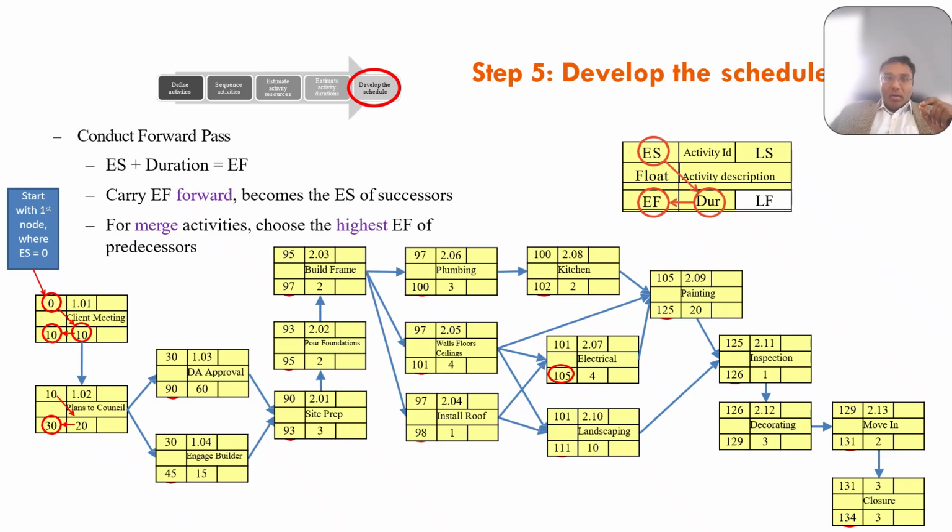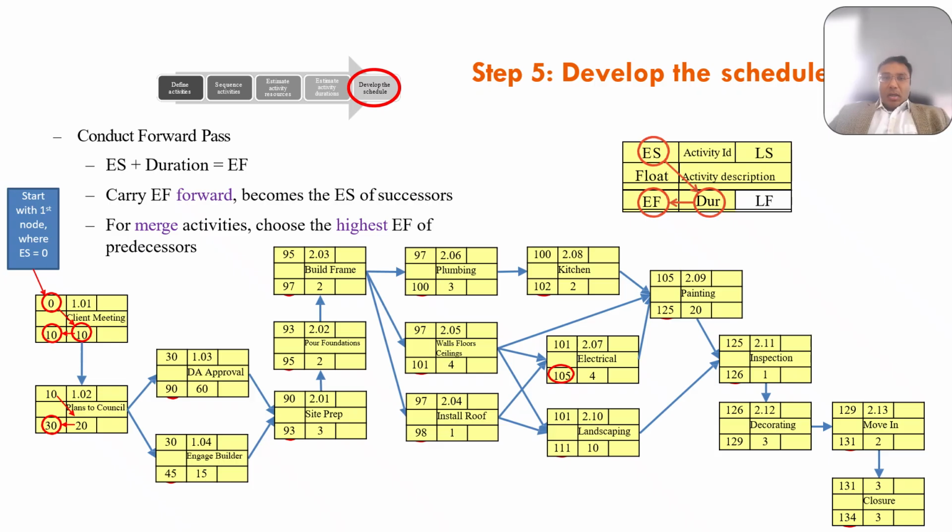Now look at number 4, site preparation, a branch leading to foundation. Site preparation is activity 2.0.1. In this slide, it receives its early start from the DA approval, which is 90, your highest days. For site preparation, we gave 3 days, so your early finish becomes 90 plus 3, which is 93. Once the site preparation is done, you pour your foundation, so it's 93 plus 2 days for pouring the foundation, and 95 is your early finish, and so on. That's how you keep building your activities.